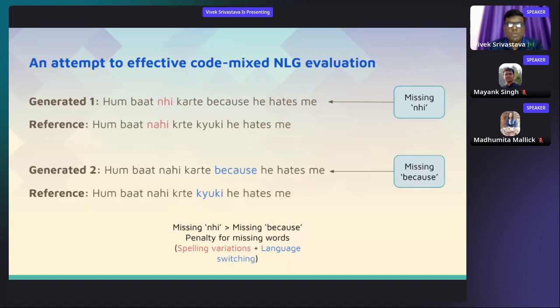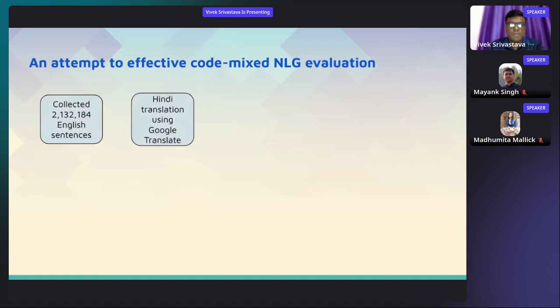So these are the two things that we have. We consider spelling variation and language switching, and we add the penalty for that based on how important that particular word is. So what we did was, we collected parallel English sentences from different sources. These are coming from various data sets that are available.